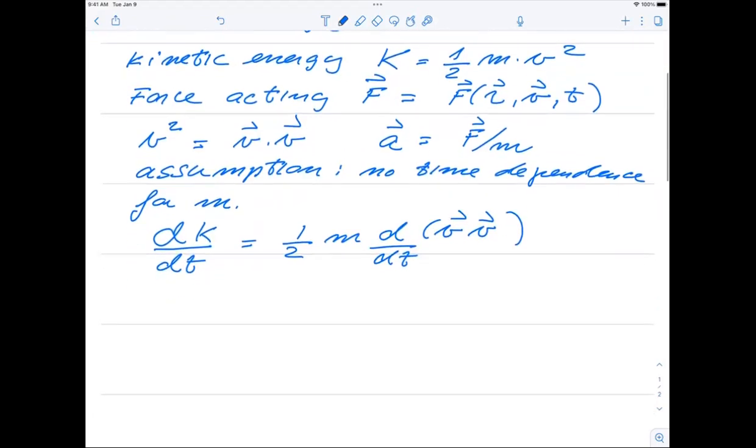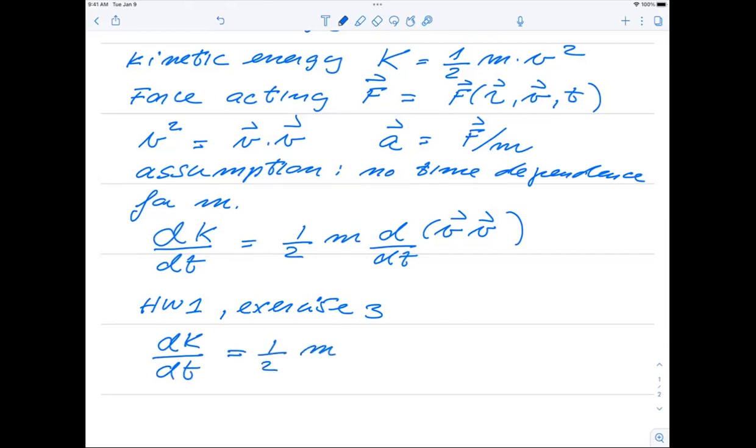So if we now go back to homework number 1, you may remember that there was an exercise 3 where we actually calculated this quantity. So now we are getting back to this homework and we see the usefulness of that specific relation. So if we now use what we had in exercise 3 in homework number 1, this is something which we can rewrite as 1/2 of m. And then we have dv/dt times v plus v times dv/dt.